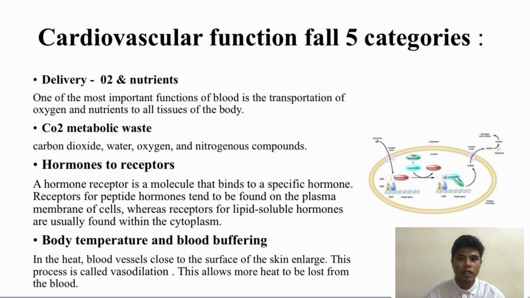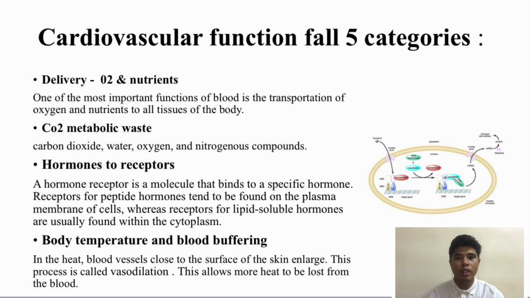A receptor is a molecule that binds to a specific hormone. Receptors for that hormone tend to be found on the plasma membrane of cells, whereas receptors for lipid-soluble hormones are usually found within the cytoplasm. Number 4, body temperature and blood buffering, maintained in the heart. Blood vessels close to the surface of the skin widen. The process is called vasodilation.